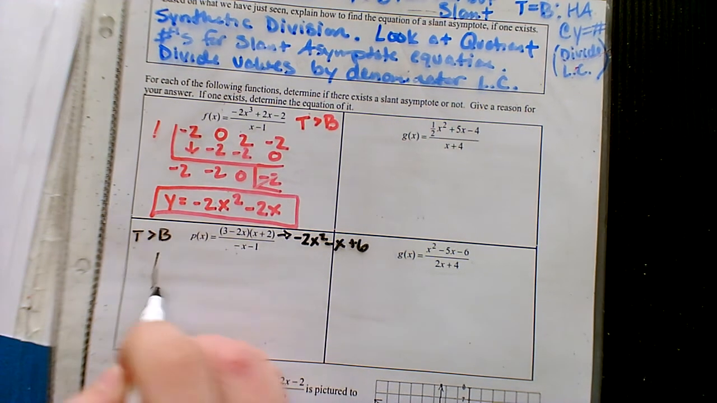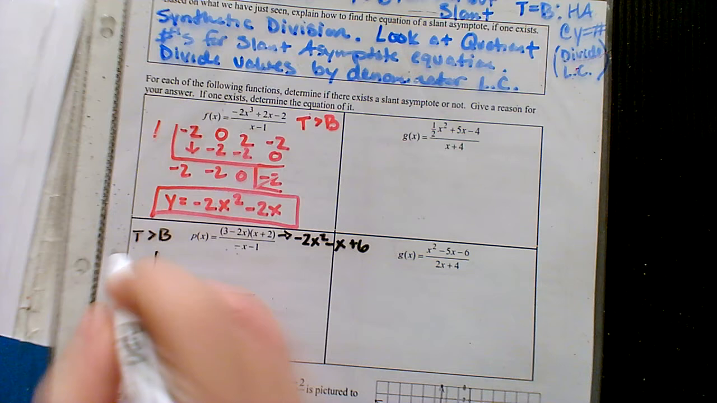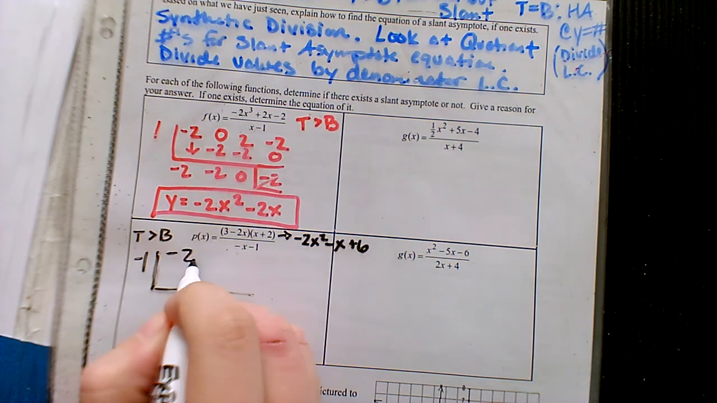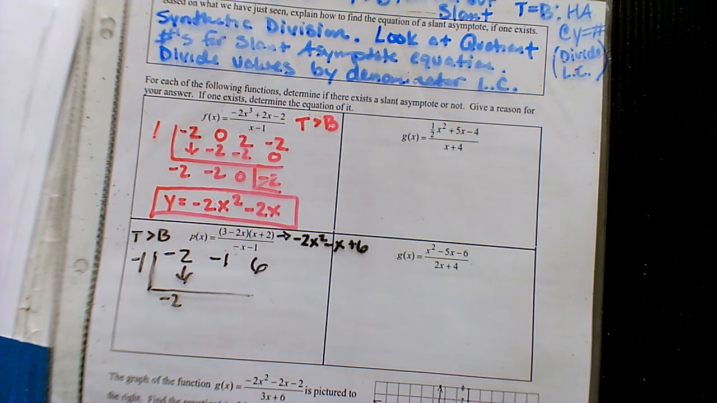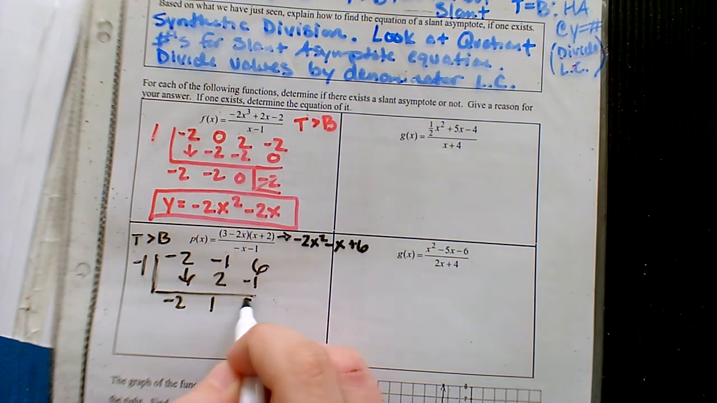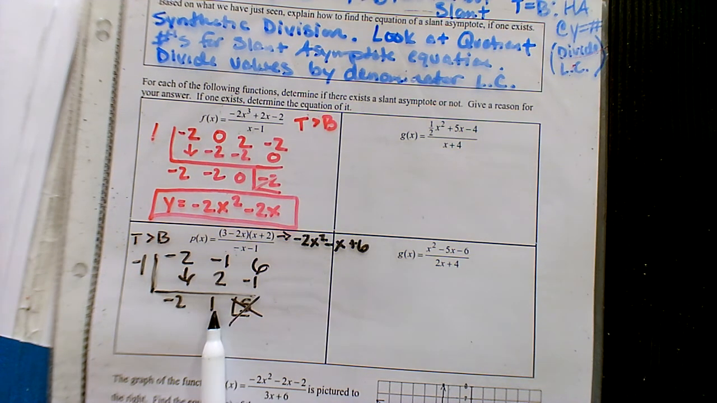So let's set up our synthetic division. Number that would make the bottom 0 would be negative 1. And now that we expanded the top, we can go ahead and write in those coefficients to help us. Okay, so drop the first number, and we can go from there. All right, I'm going to ignore the 5. That was my remainder. My quotient values are negative 2 and 1.